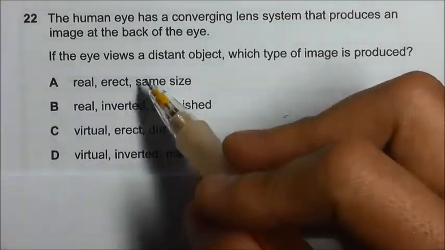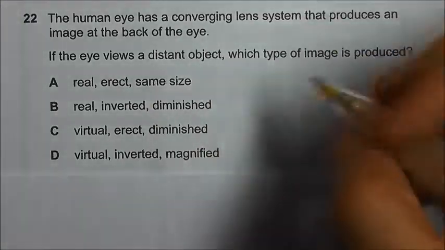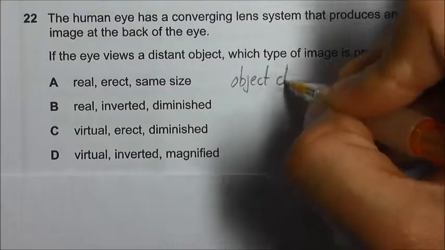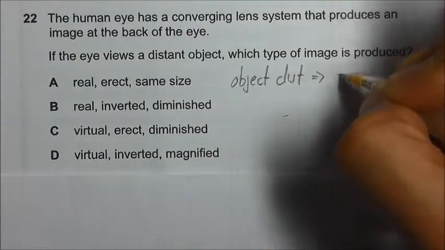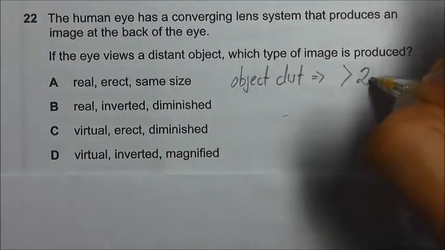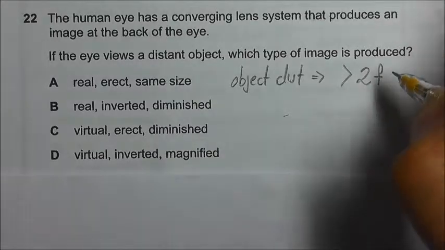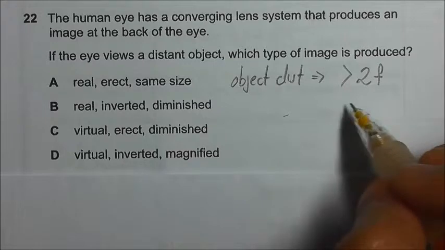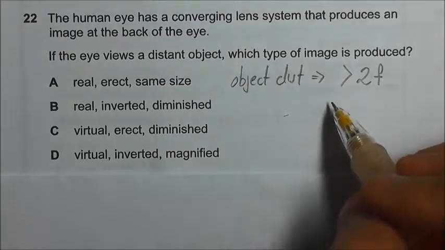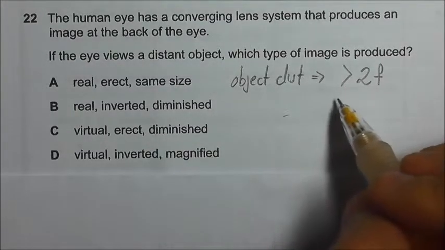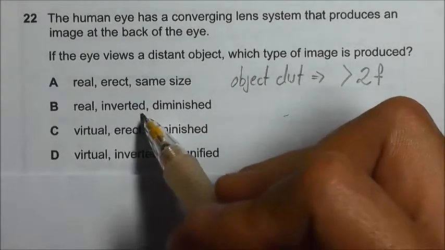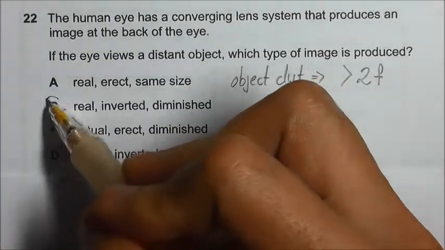Okay, when the eye views a distant object, the object distance will be greater than 2 focal lengths away. So if you are familiar with the ray diagram of lenses, we know that the image formed when the object distance is greater than 2f should be real, inverted and diminished. Answer B.